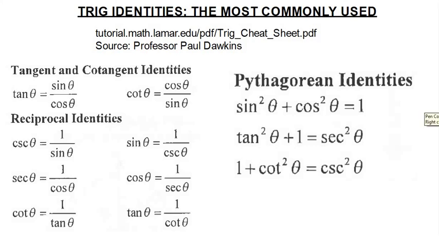Alright, so in the last video we mentioned that an identity is something that's true for every single x value, whereas an equation is only true for some. Here is a list of the most commonly used trig identities, courtesy of Professor Paul Dawkins. He's a math professor at Lamar University in Pennsylvania.